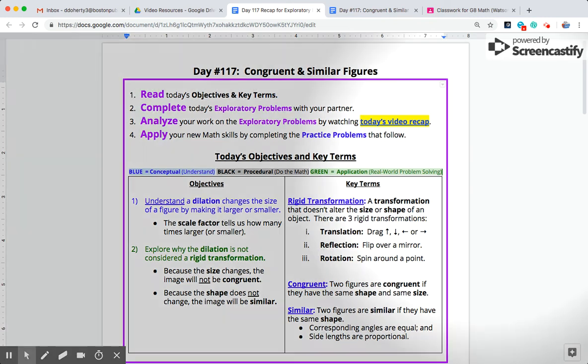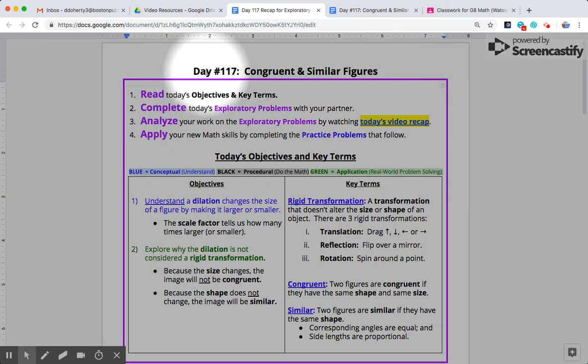Today is day 117, and today we're going to continue working with transformations, and our big focus is going to be on congruent and similar figures and how we're going to use transformations to prove whether figures or shapes are congruent to each other and whether they're similar to each other.